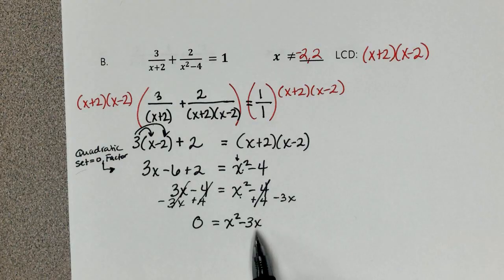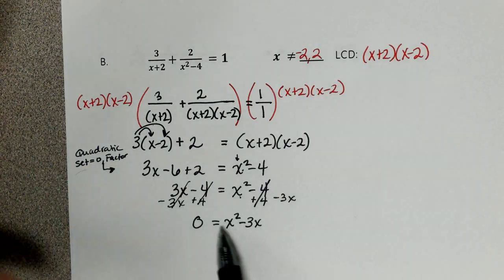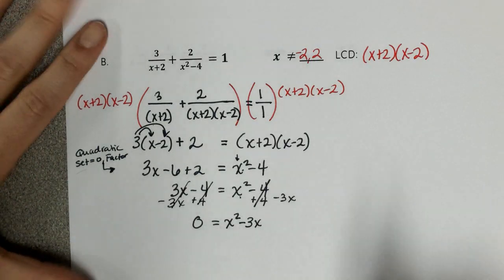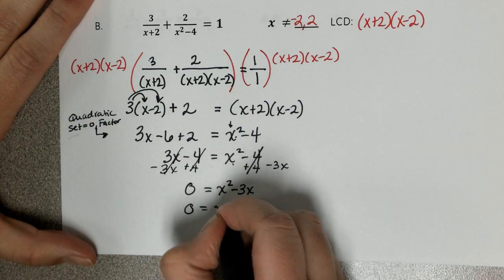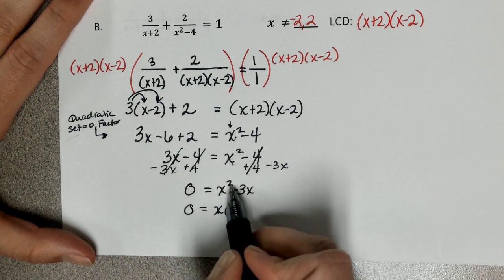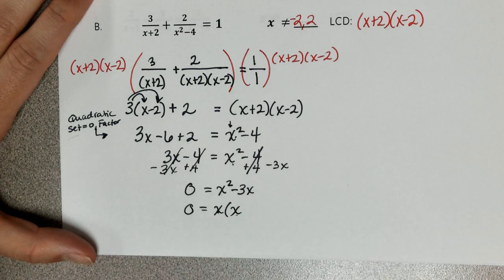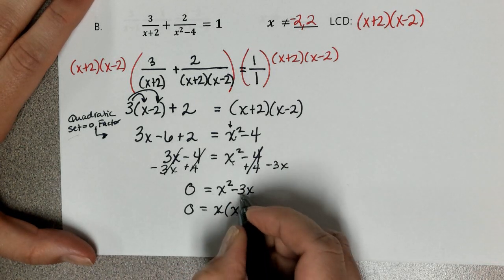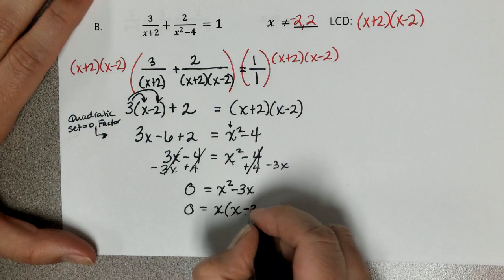It doesn't have to be a trinomial. There is a common factor of x here. So we factor the common factor of x. X times what makes x squared? X. X times what makes negative 3x? Negative 3.